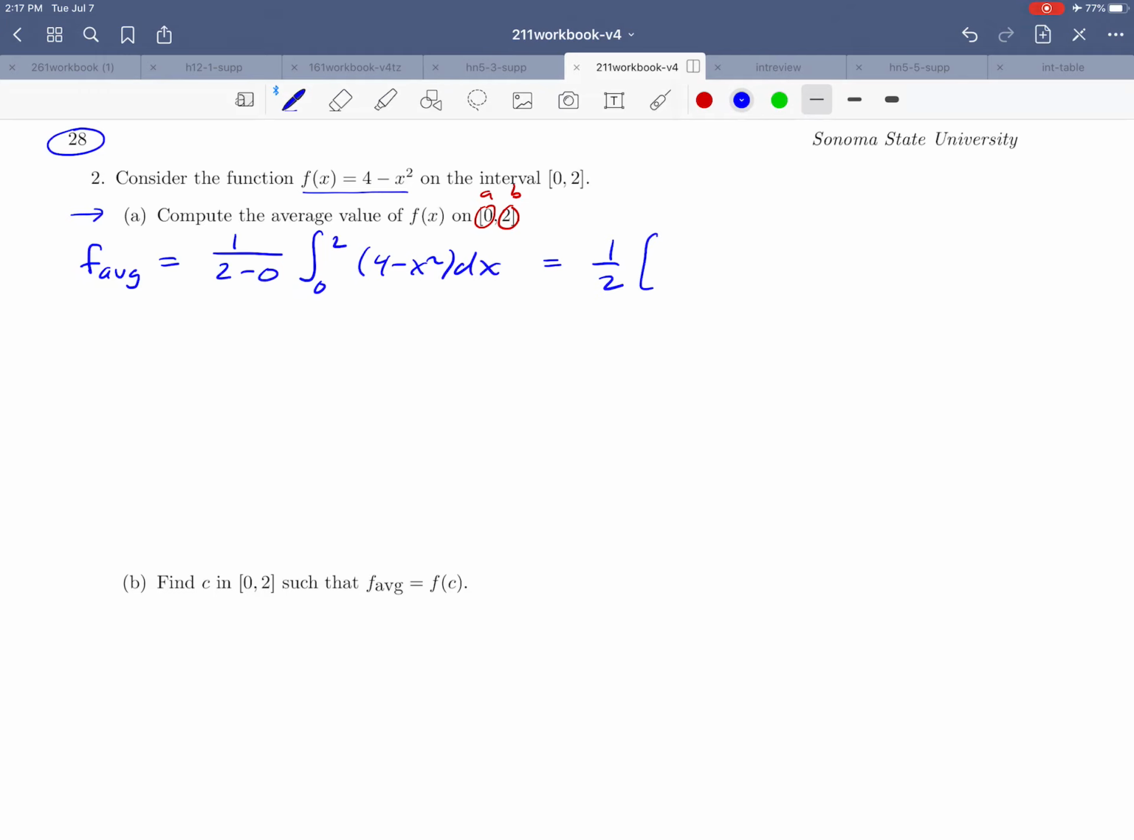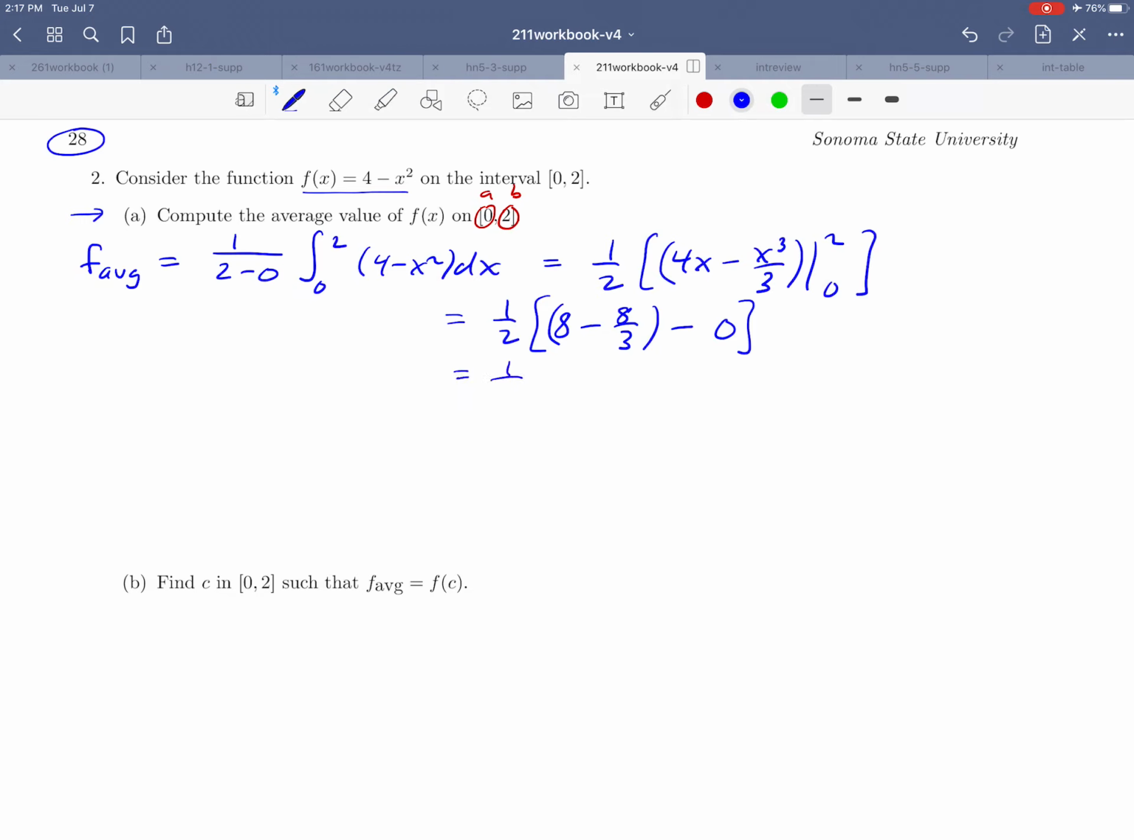Okay, so we need an antiderivative for 4 minus x squared. That's going to give us 4x minus x cubed over 3. Okay, we're going to evaluate that between 2 and 0. So that's going to give us, let's see, if we plug in 2 for our x's, we're going to get 4 times 2 is 8. Minus 2 cubed is 8 over 3. There's our upper limit. And if you plug 0 in for x, you're going to get zeros for both terms for the lower limit.